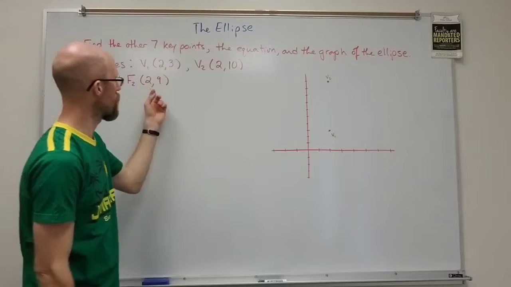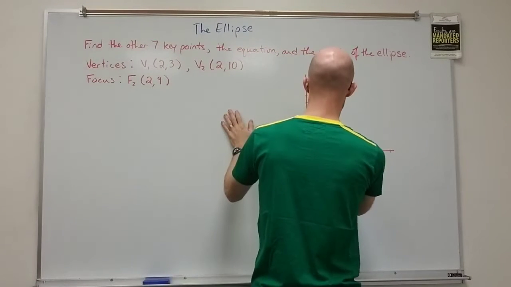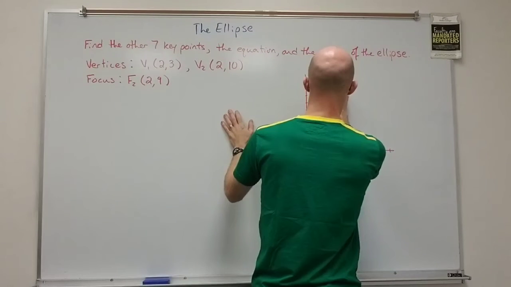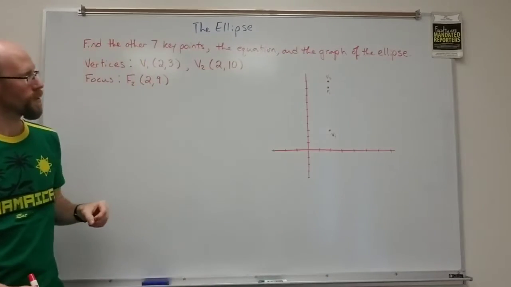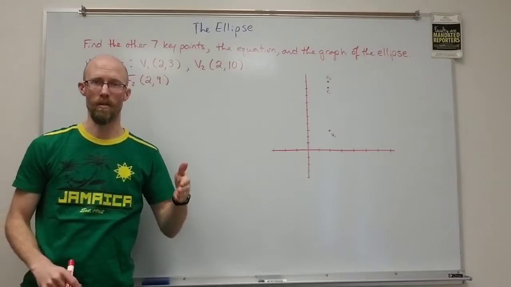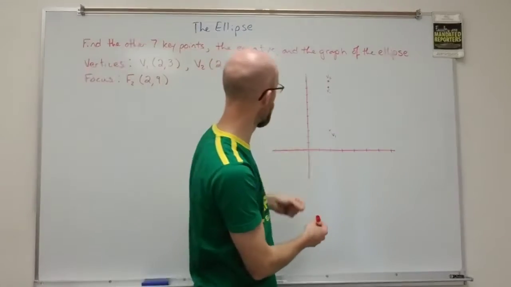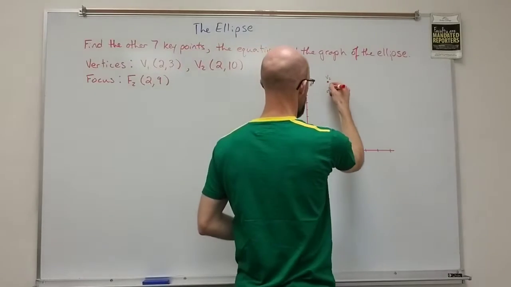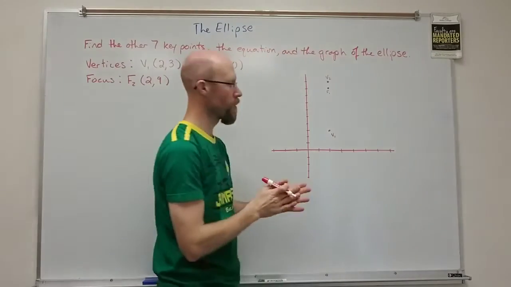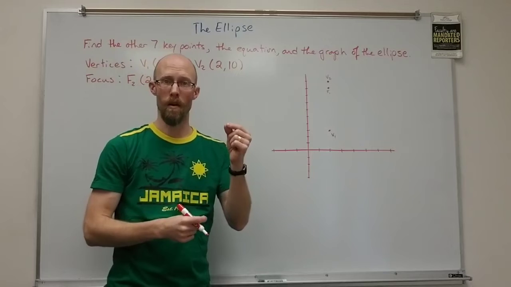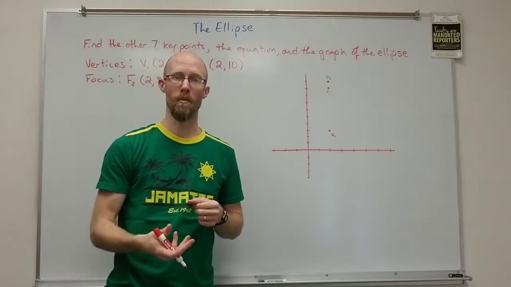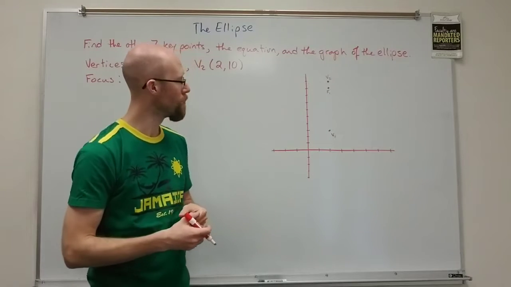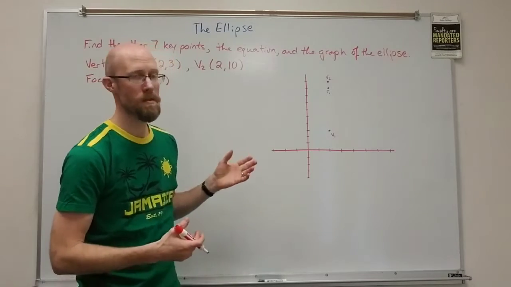Then my focus is at (2, 9). All right, well, what does that tell me? That tells me that the major axis is vertical, right? As soon as the vertices are lining up vertically here. So yeah, the major axis is vertical. It means the bigger number is going to be under the y squared term. I can also find some information here.